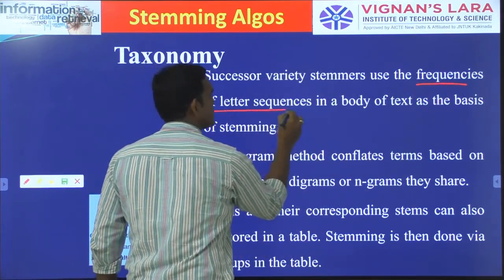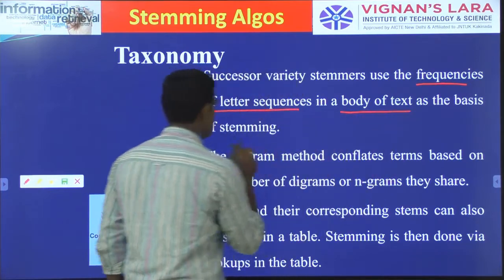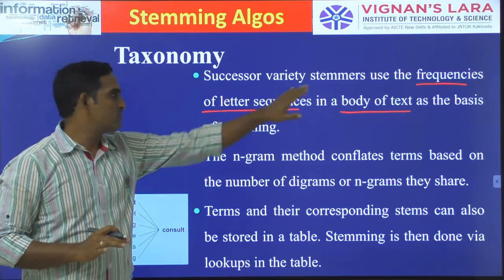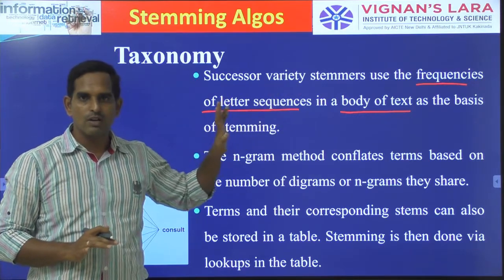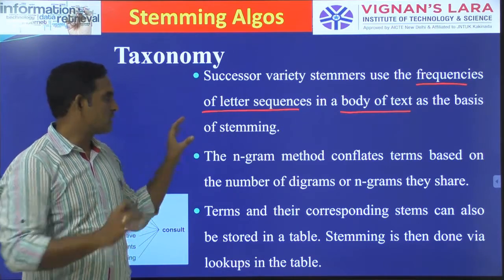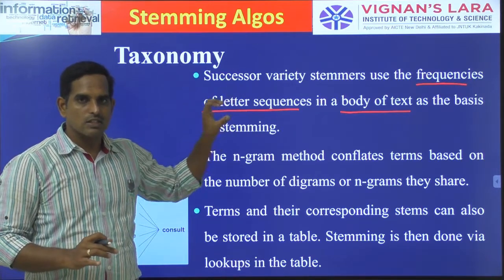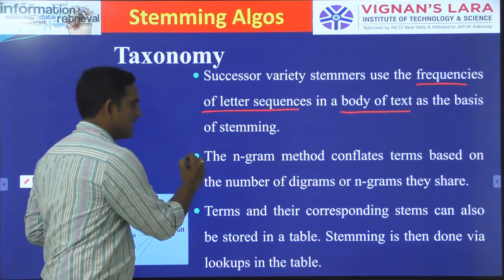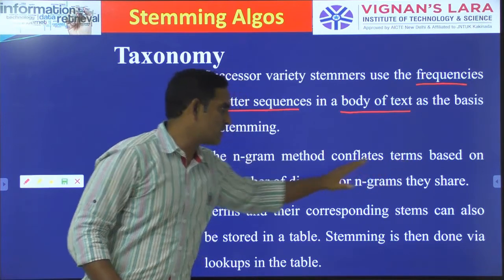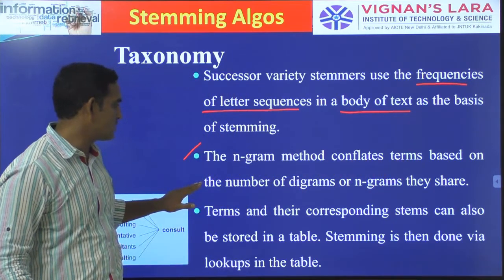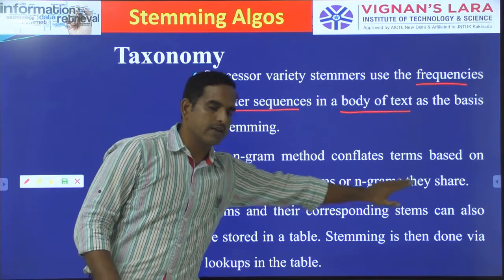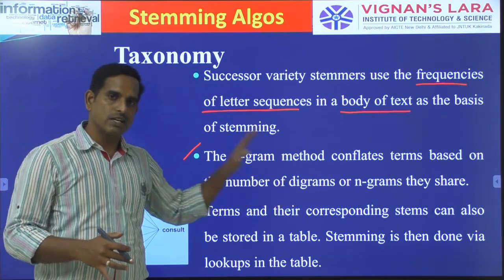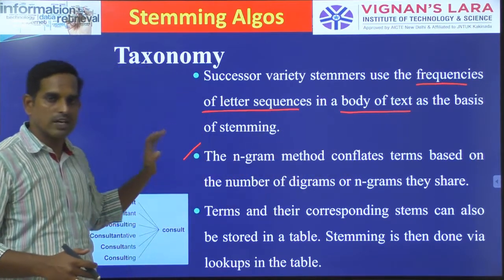Successor variety stemmers use the frequencies of letter sequences in a body of text as the basis for stemming. That is, how many times a particular sequence of letters is repeated in the text will be used in successor variety. And the n-gram method performs stemming by using the number of digrams or n-grams that terms share. Based on the number of shared n-grams or digrams, they perform the conflation.